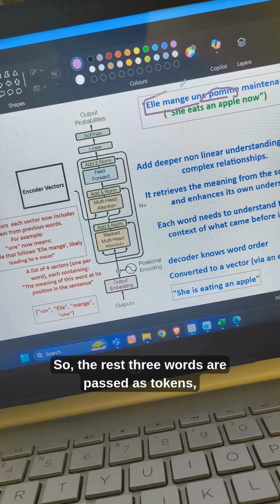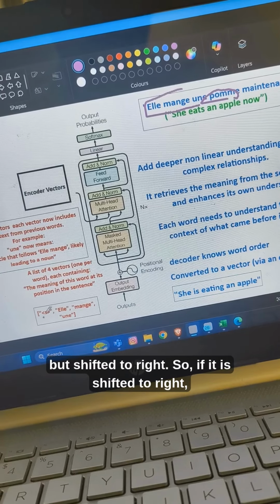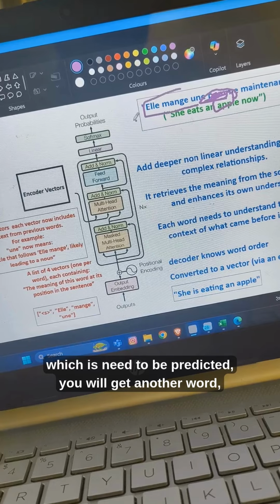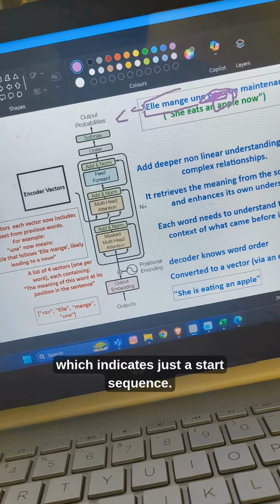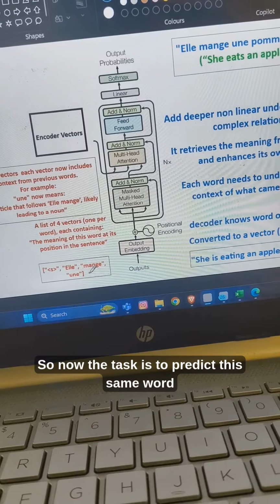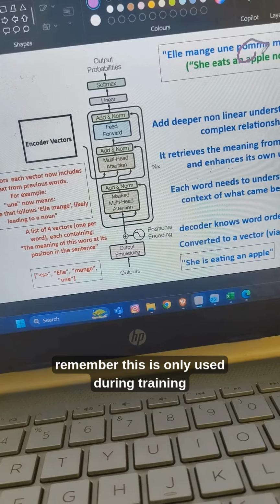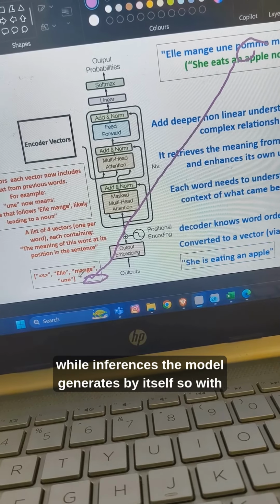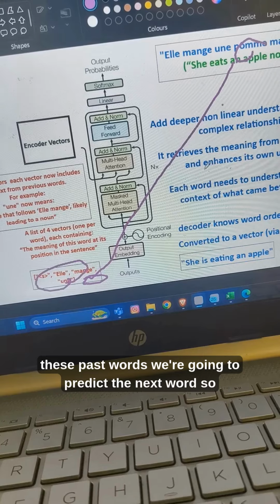So the rest three words are passed as tokens but shifted to the right. If it's shifted to the right, instead of this word which needs to be predicted, you'll get another word which indicates just the start sequence. So now the task is to predict this same word. Remember, this is only used during training. During inference, the model generates by itself. So with these past words, we're going to predict the next word.